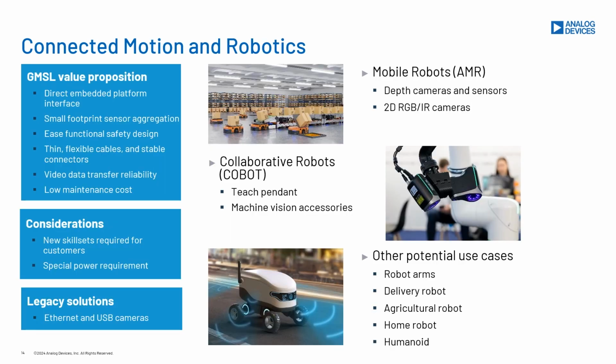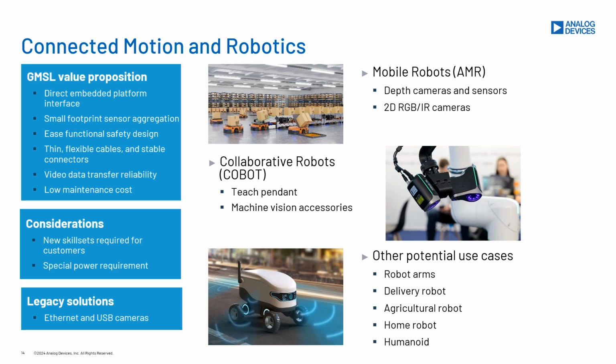The first category here is connected motion and robotics. This category includes autonomous mobile robots, or AMRs, collaborative robots, or cobots, and other types of robots, for example, delivery robots, agricultural robots, lawnmowers, home robots, and humanoids. In this category, there is a very strong demand for using both 3D and 2D cameras for SLAM, obstacle avoidance, object detection, and fiducial mark or barcode reading for navigation.